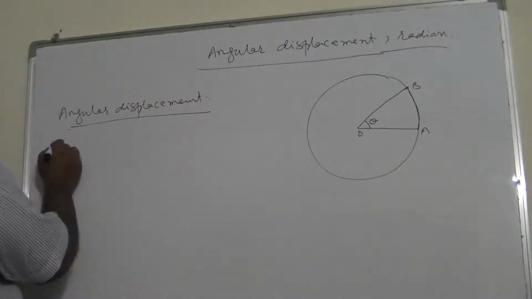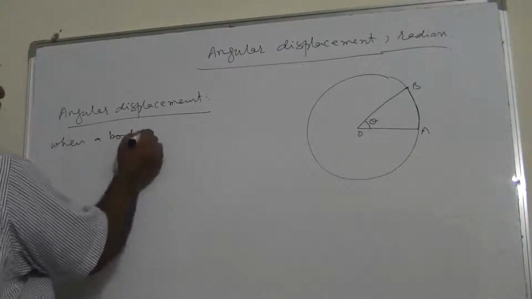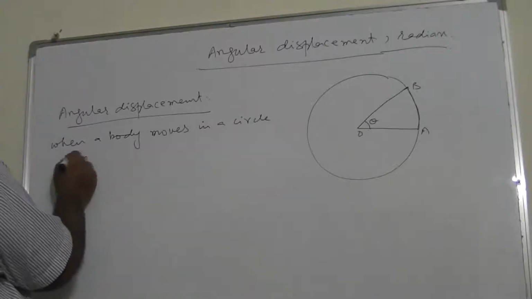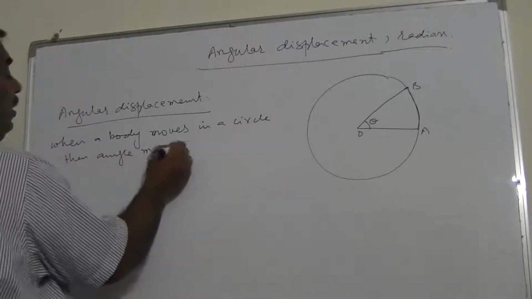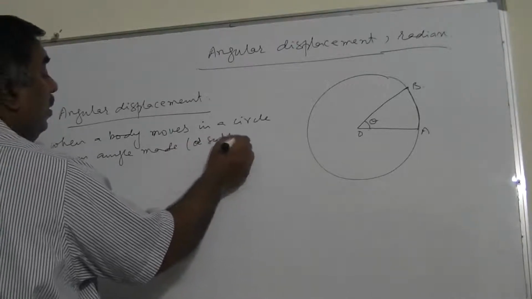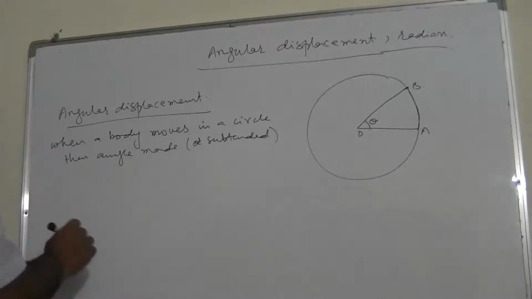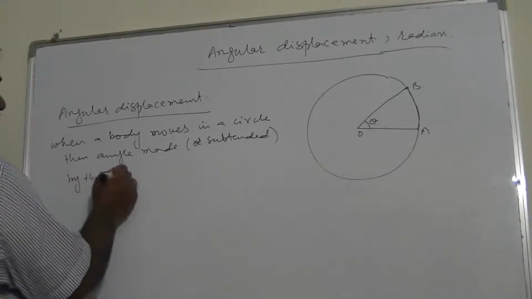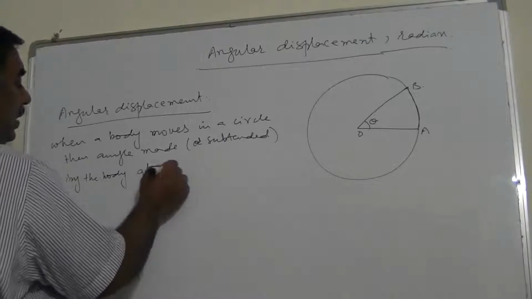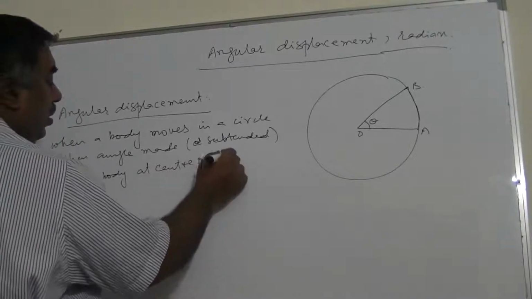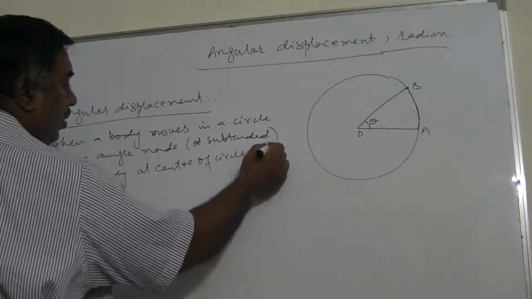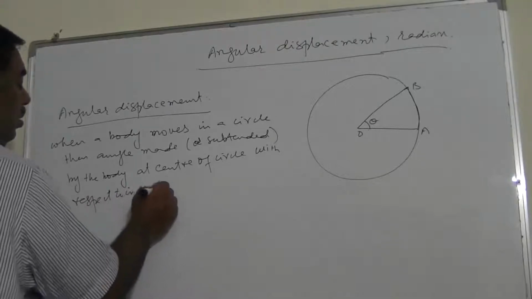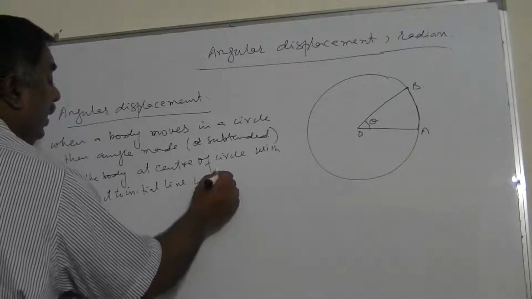So I will say when a body moves in a circle, then the angle made or subtended by the body at the center of the circle with respect to the initial line is known as angular displacement.